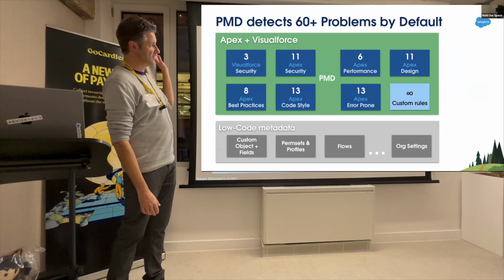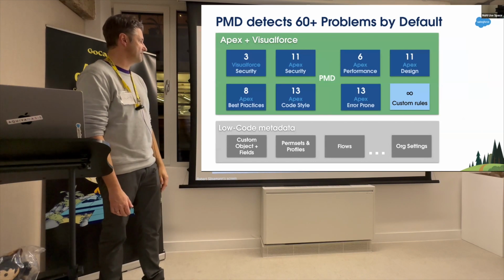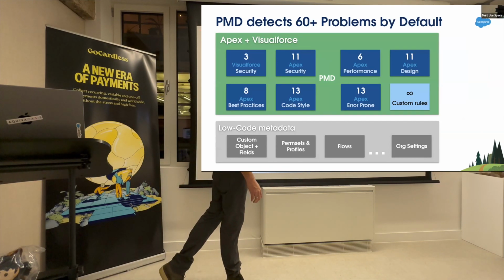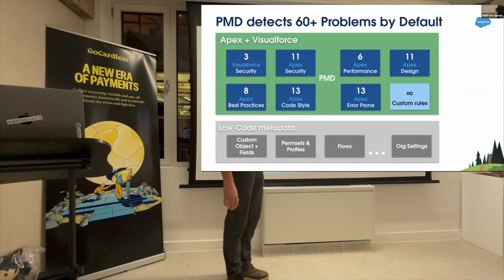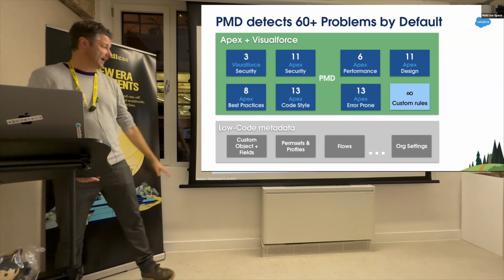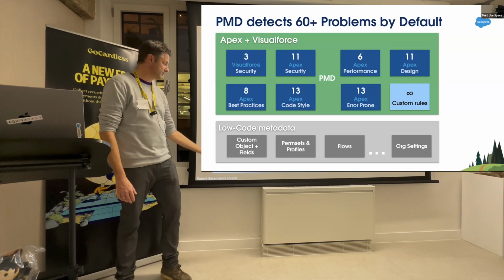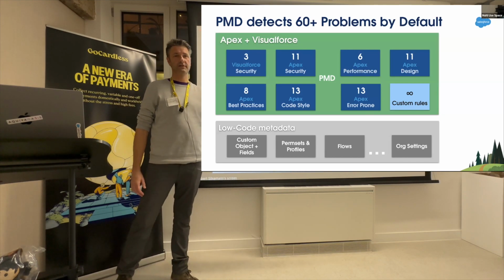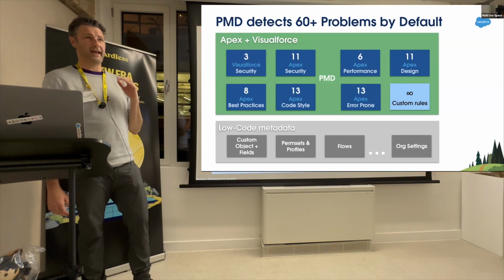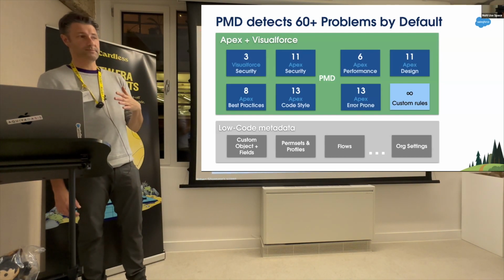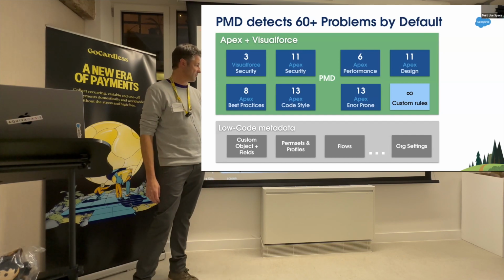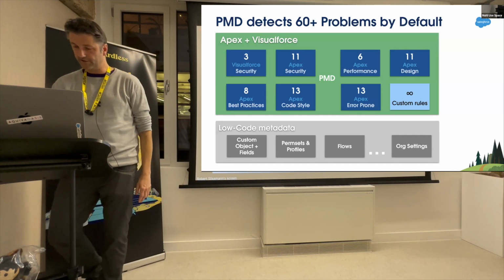PMD already comes with over 60 rules for security, code style, and error prone code. I will not talk about them a lot today, only a little bit on how to parameterize and configure them, but the important part is how to write your own custom rules. And this part is also very important: what do we do with custom objects and fields, perm sets, flows, any org settings? I'm from an ISV background, so I care about apps, but people who are interested in DevOps are interested in totally different metadata forms and store them in their version control, and this is also very relevant for them.